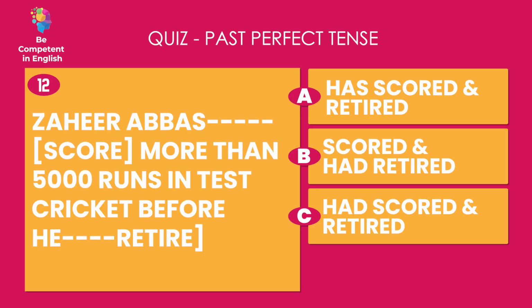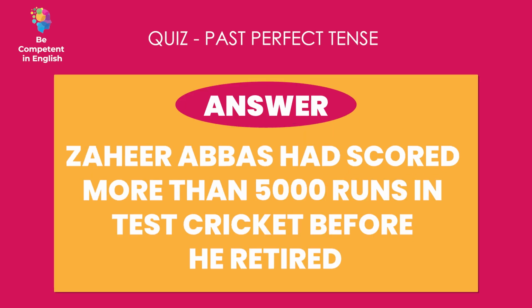Number 12. Zahir Abbas scored more than 5,000 runs in Test cricket before he retired. The options are A. Has scored and retired, B. Scored and had retired, C. Had scored and retired. Correct answer C. Had scored and retired. Zahir Abbas had scored more than 5,000 runs in Test cricket before he retired.